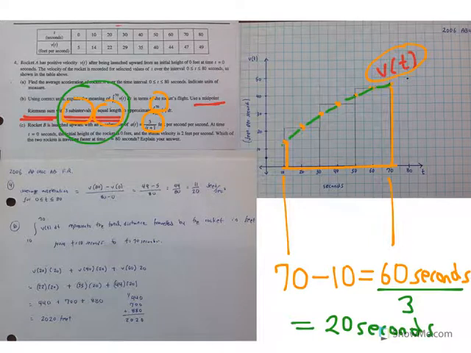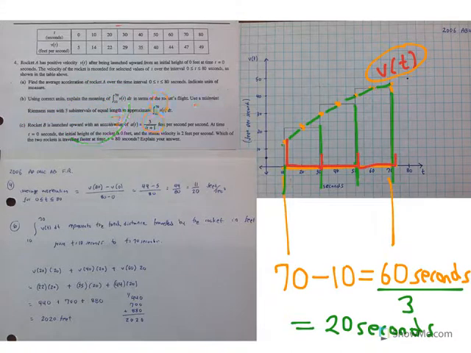So these are my subintervals. From 10 to 30, that's my first subinterval. From 30 to 50, my second subinterval, and from 50 seconds to 70 seconds is my third subinterval. So those are my 3 subintervals. I'll highlight them in red so they're easier to see. And what is it that we want to do now that we have our 3 subintervals of equal length?